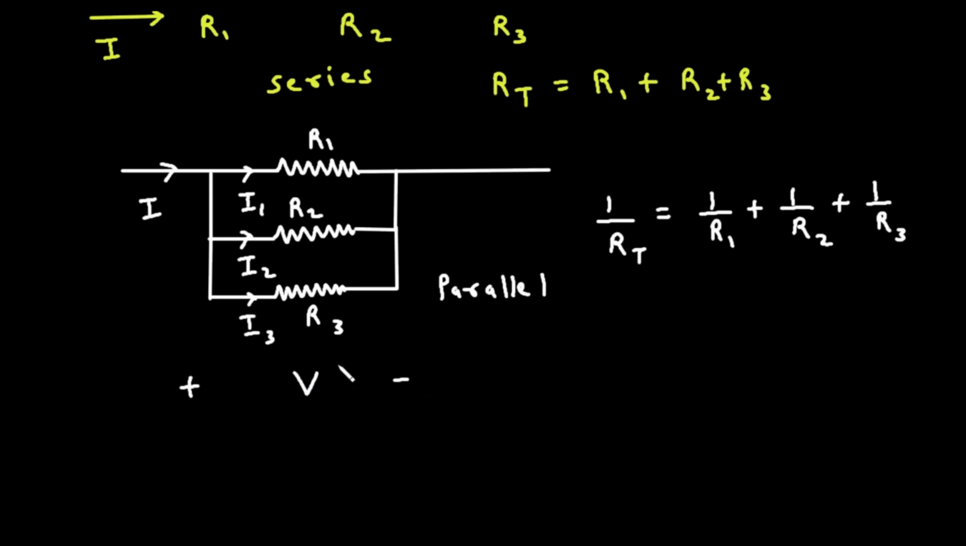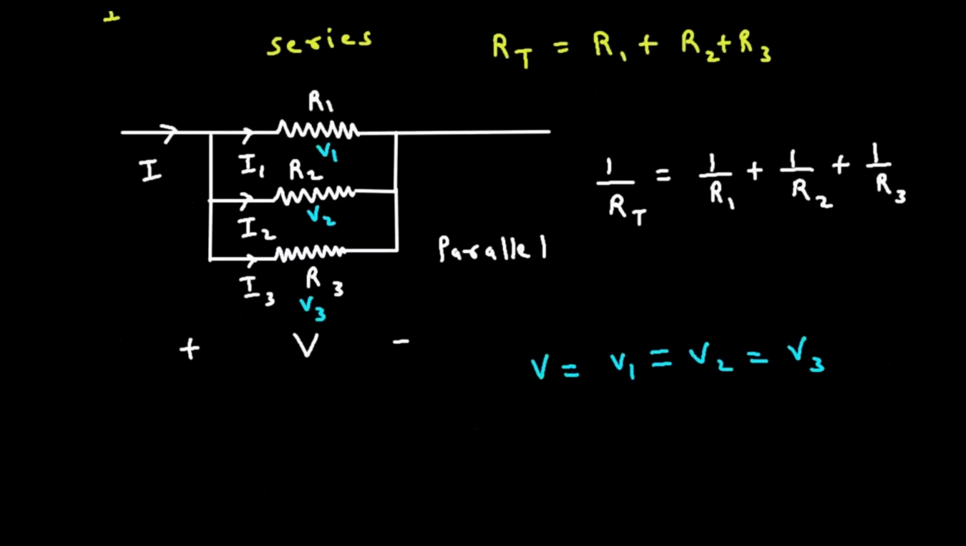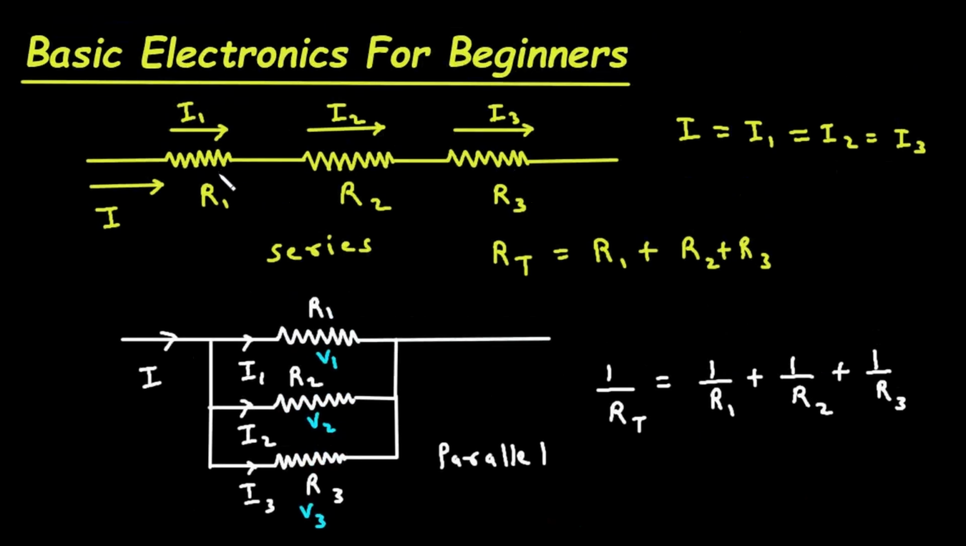Now let's say voltage across this resistor is V1. Let's write in different color like this. So let's say this is V1, this is V2, and the voltage across this resistor R3 is V3. Now here V is equal to V1 is equal to V2 is equal to V3. So in parallel the voltage across them will be same, and in series the current through them will be same. But here in parallel, the current may be same or may be different. It depends on the values of resistors. And here also similarly, let's say this voltage is V1, this voltage is V2 and this voltage is V3. So here also the voltage is different or it may be same, depending on the values of resistors.